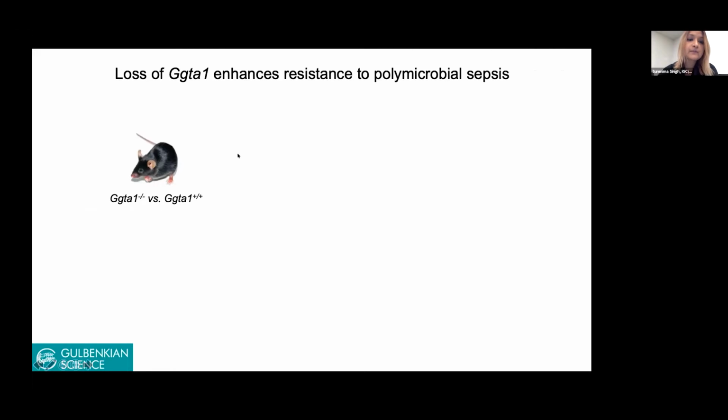So for this, we used a mouse model in which the mouse carries a deletion for GGTA1, which mimics the human loss of GGTA1. As a model of polymicrobial sepsis, we used cecal ligation and puncture, whereby the cecum is perforated, allowing the contents to disseminate and induce polymicrobial sepsis. We then assess the survival and bacterial load in the organs.